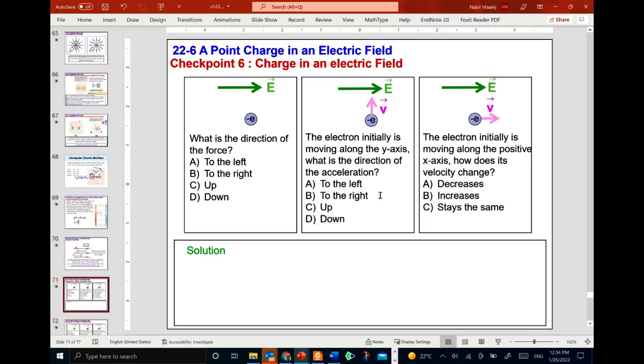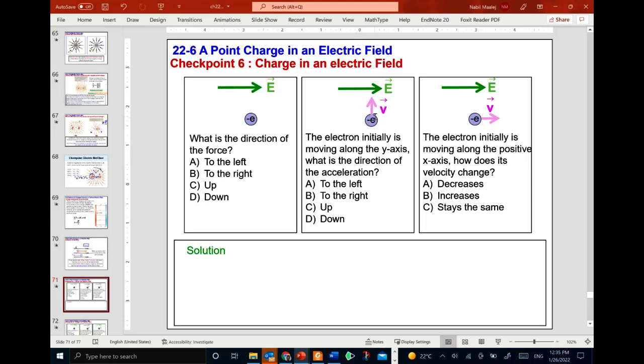Unfortunately, my pen is not well, so I can only use my mouse. The force will be in the opposite direction of the electric field. Now, let's take the second situation. The electron initially is moving along the y-axis. What is the direction of the acceleration?